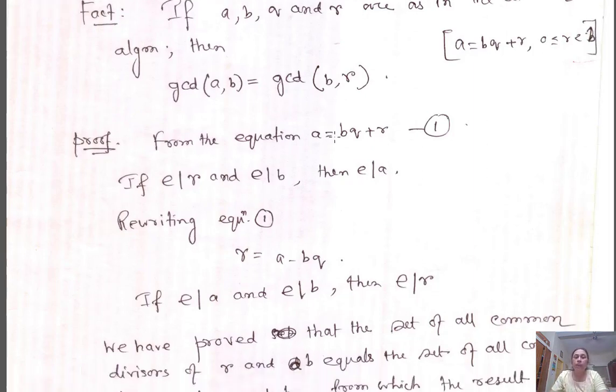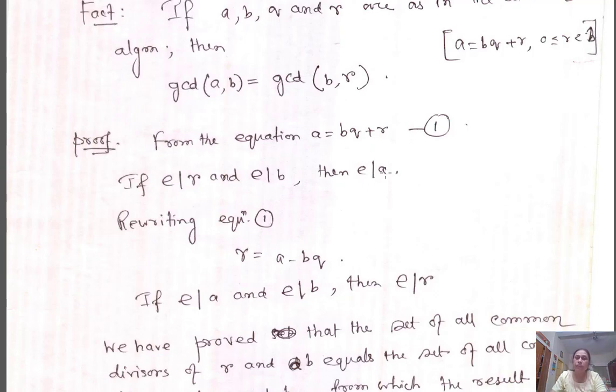So we consider the common divisors of B and R. If E is a common divisor of B and R, E divides R, E divides B, then from this relation we can say E must divide A. E is sitting inside B, and E is also sitting inside R as a factor. That means E is sitting inside A. So E divides R and E divides B implies E divides A. So all the common divisors of B and R are also divisors of A.